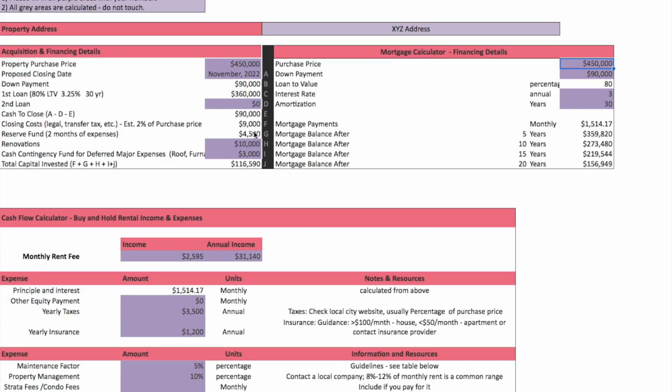So I'm going to assume that I'm looking at a semi-detached home for $450,000, and I'm going to use a conventional mortgage where I'm putting 20% down. So if I'm purchasing a property for $450,000, I'm going to put in a down payment of 20%, which is $90,000. So I'm going to put that in.